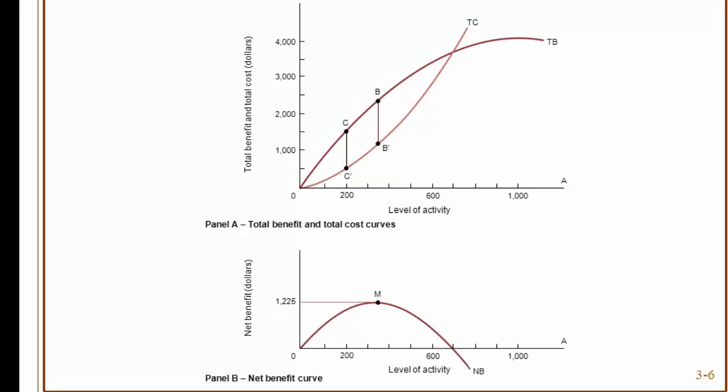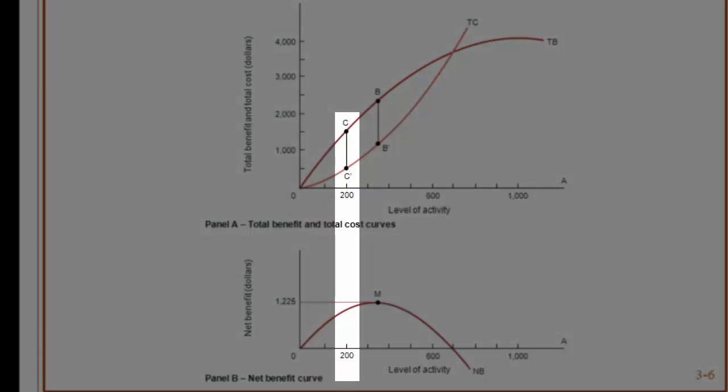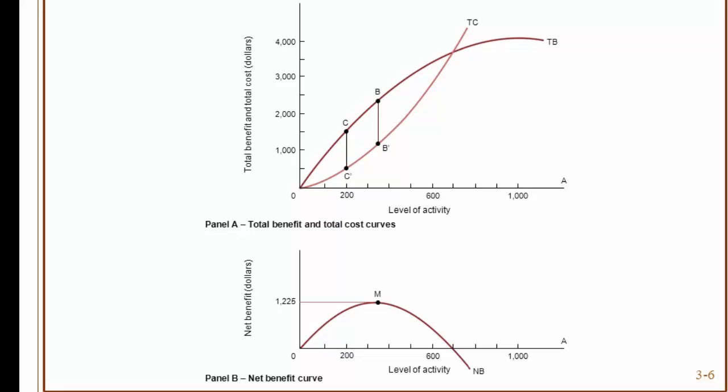There are other levels of activity where your net benefit is still positive, like here at point C, 200 units of this activity. So I'm still coming out ahead. My total benefit is greater than my total cost. I still come out ahead. But I can see that that's not as good as that point M, which I'm not sure where exactly that is, 350 units. Point M, obviously in panel B, is a higher level of net benefit than that point C double prime.